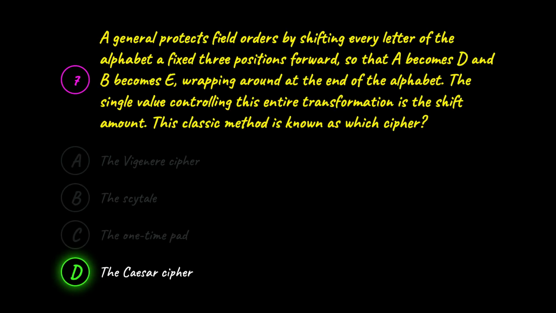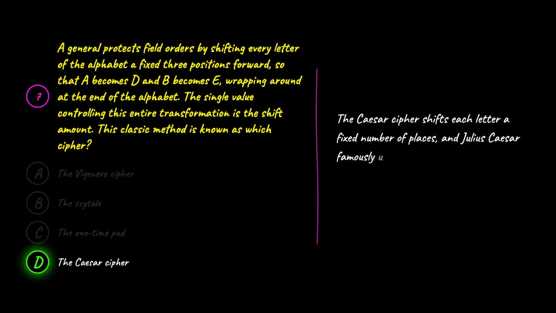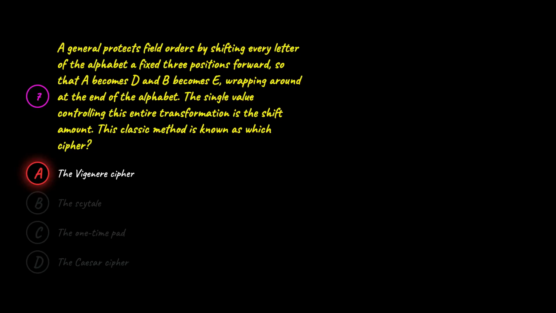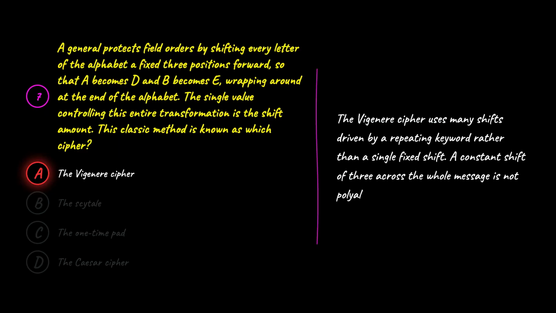The correct answer is D, the Caesar cipher. D is correct because the Caesar cipher shifts each letter a fixed number of places, and Julius Caesar famously used a shift of 3. The shift amount serves as the key for the whole transformation. A is wrong because the visionary cipher uses many shifts driven by a repeating keyword rather than a single fixed shift. A constant shift of 3 across the whole message is not polyalphabetic.